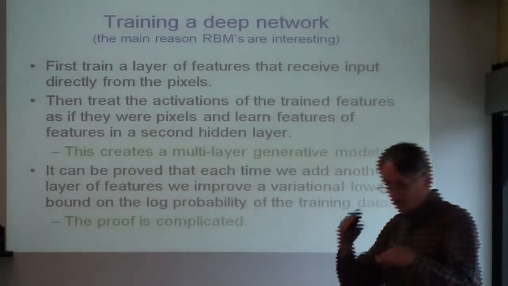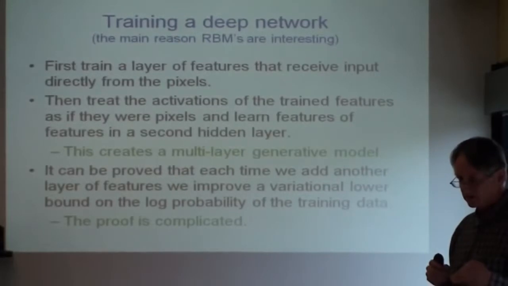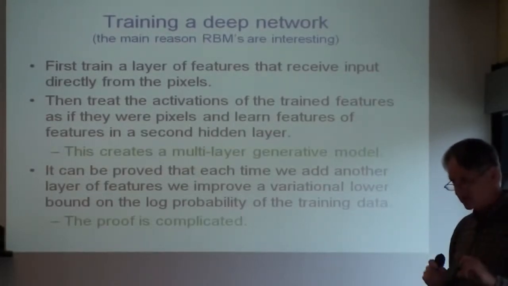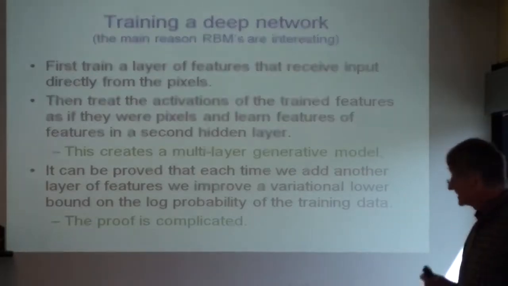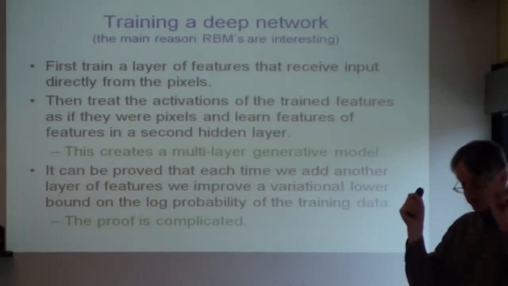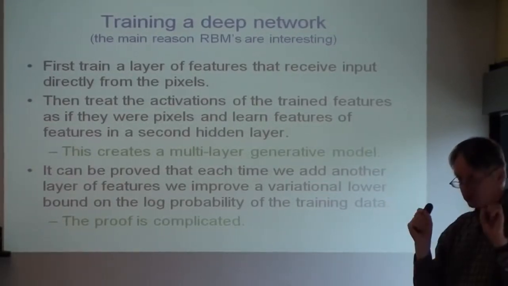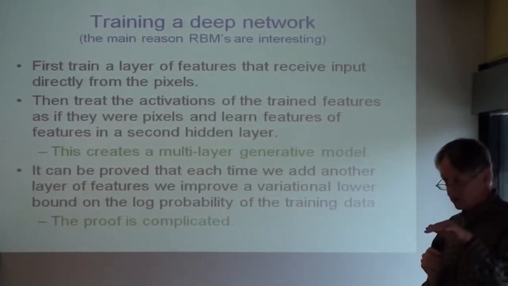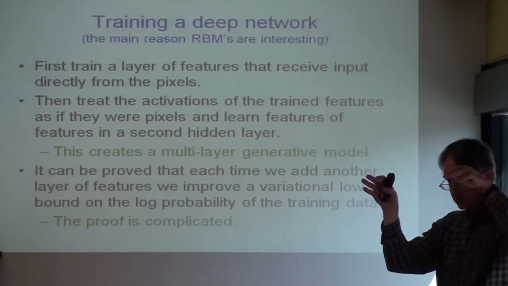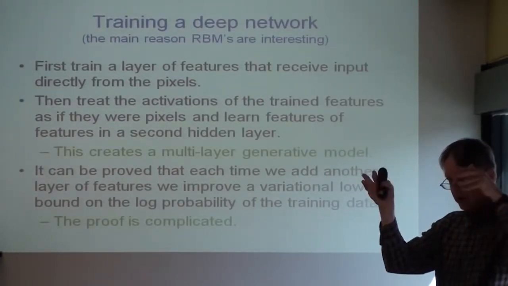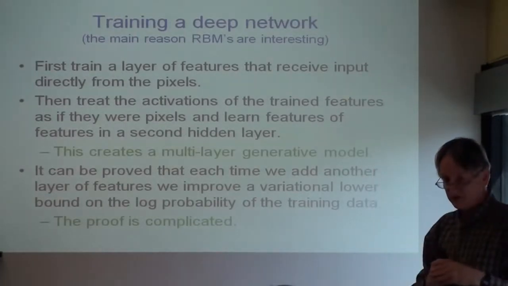The reason these modules are interesting, the main reason they're interesting, is you can stack them up. That is, for complicated reasons I'm not going to go into, it works very well to train a module, then take the activities of the feature detectors, treat them as though they were data, and train another module on top of that. So the first module is trying to model what's going on in the pixels by using these feature detectors. And the feature detectors will tend to be highly correlated. The second model is trying to model the correlations among feature detectors.